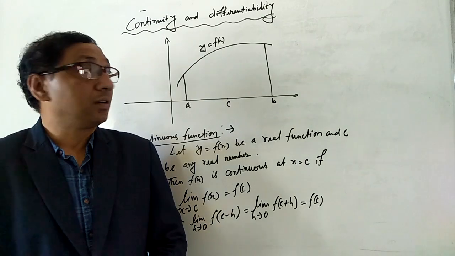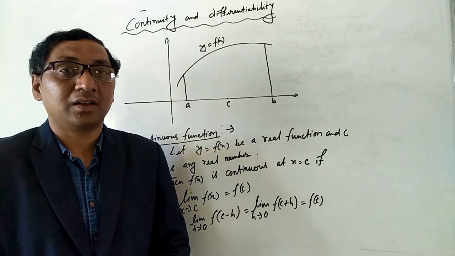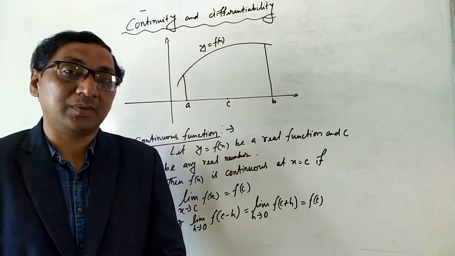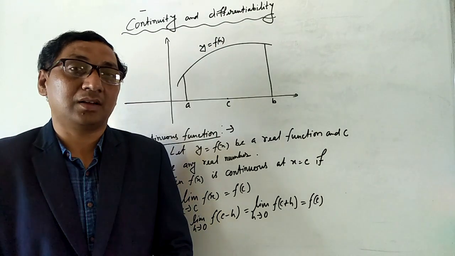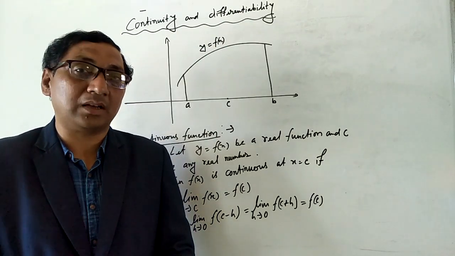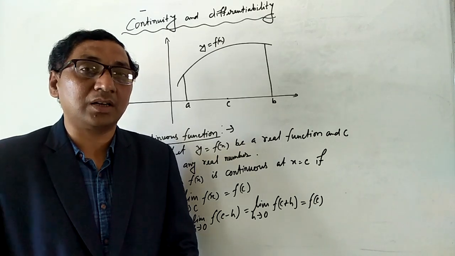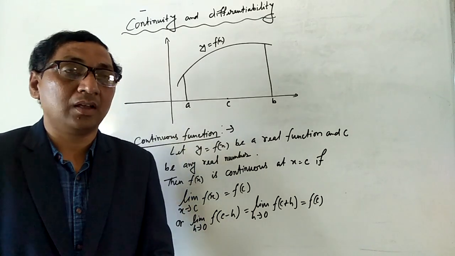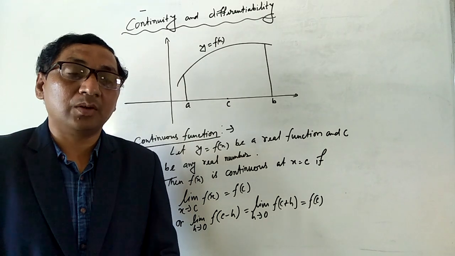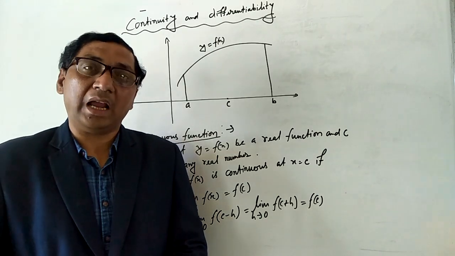And today we are going to start the chapter continuity and differentiability. This is the first topic of calculus, and from calculus in the board examination you will get a total of 35 marks. From this chapter you will get around 8 marks.